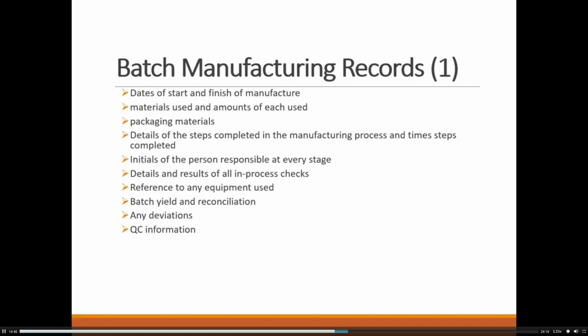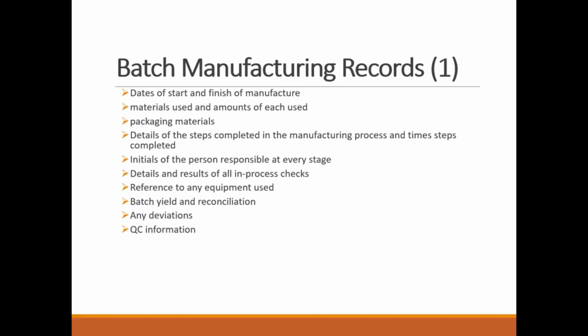The details and results of all in-process checks are recorded within the batch manufacturing record also. A reference to any equipment used, so any balances that were used, for example, to weigh any of the key material. Batch yield and reconciliation are recorded on the batch manufacturing record, as well as any deviations and any QC information related to the batch.